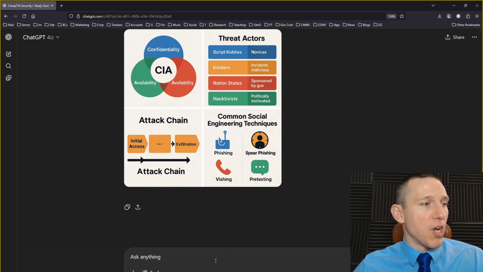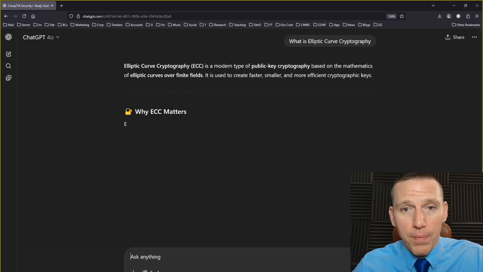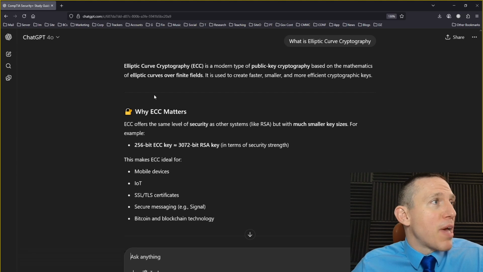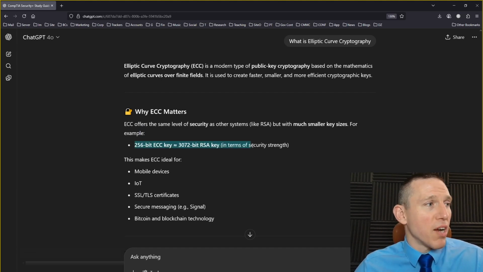If we take a look at elliptic curve cryptography, what is elliptic curve cryptography? Let's just see what ChatGPT tells us about it. Based on mathematics, elliptic curves over finite fields used to create faster, smaller, more efficient cryptography keys. Offers same level of security as RSA with smaller key sizes. A 256 ECC key is it trying to say that this is comparable to a 3072-bit RSA key? Because it's not the same, for sure. The more bits you have in the key, the better it's going to be. So this is misleading. It's telling you wrong information.